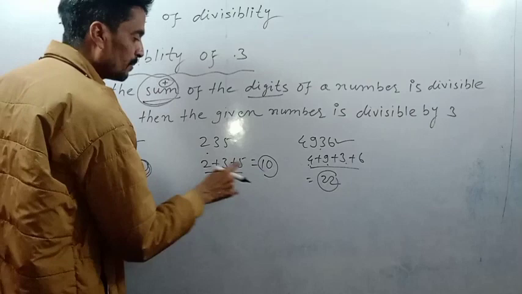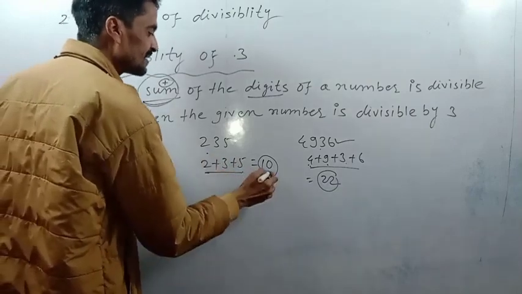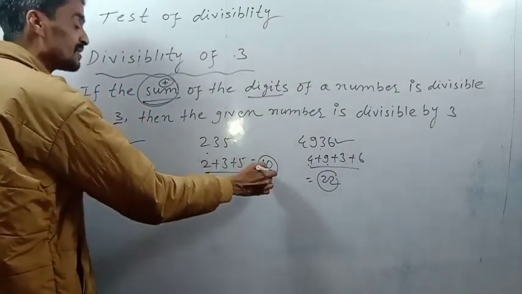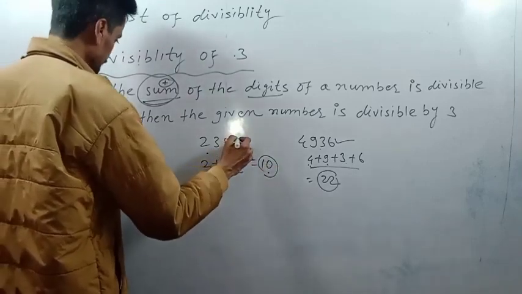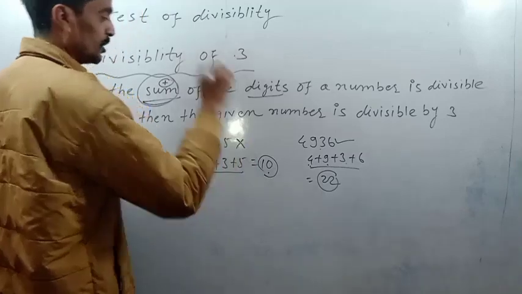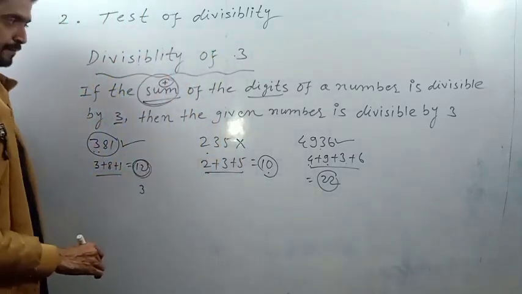So here the sum of the digits is 10. So 10 is not divisible by 3. That's why it does not satisfy the divisibility condition.